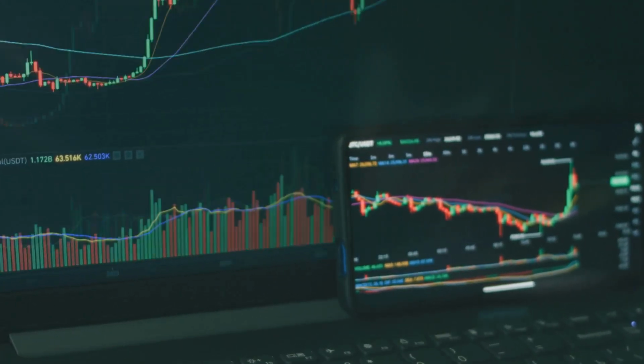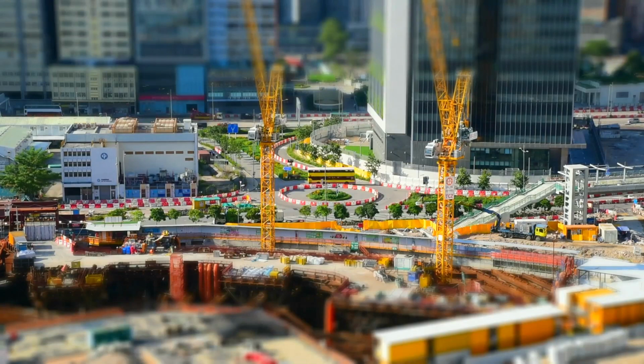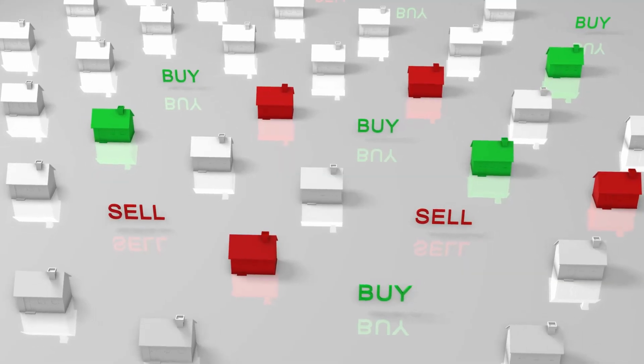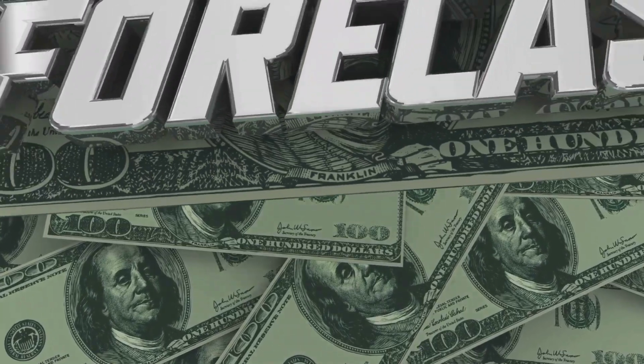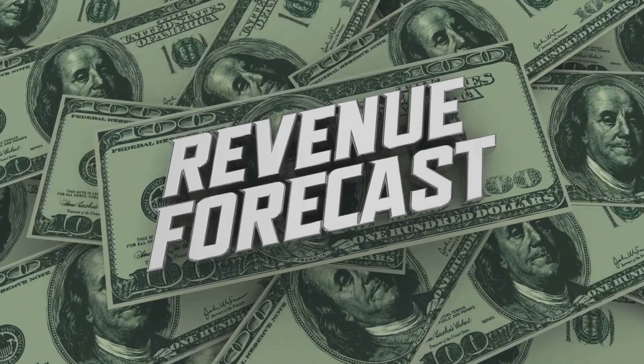Next, consider market risks. Research local and broader market conditions, job growth, rental demand, interest rate forecasts. Estimate how changes might affect rent levels or vacancy rates. This gives you a clearer picture of potential fluctuations in your returns.